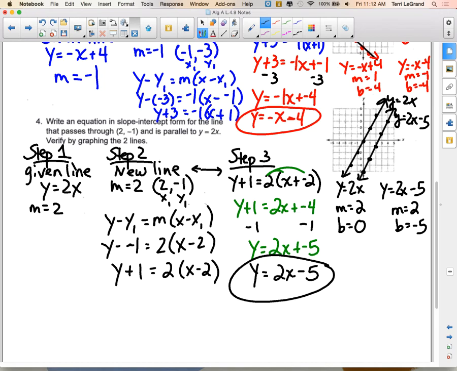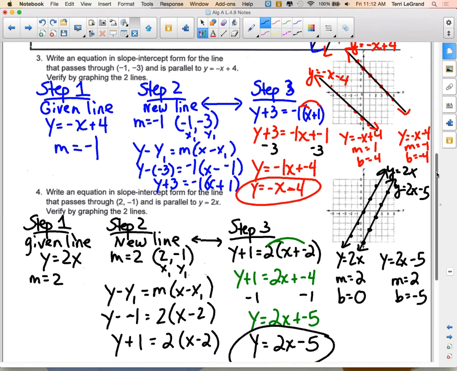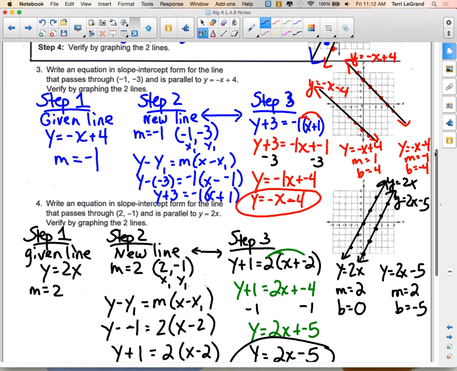We do want to verify that they're parallel, but just as importantly, we want to make sure that the new line really goes through the point it was supposed to go through. So let's go back to number 3. The new line is our x minus 4 one, so it's this one. It's supposed to go through ordered pair (-1, -3). Is it? There, it's going through (-1, -3). So we came up with a good equation.